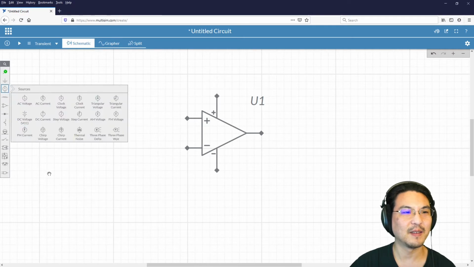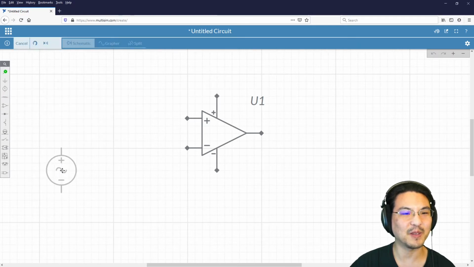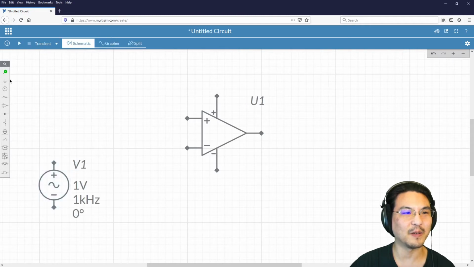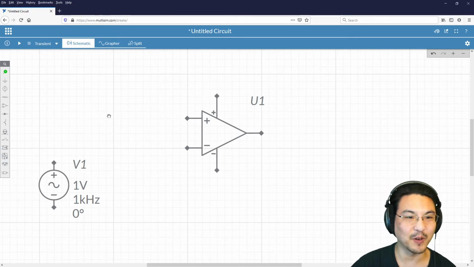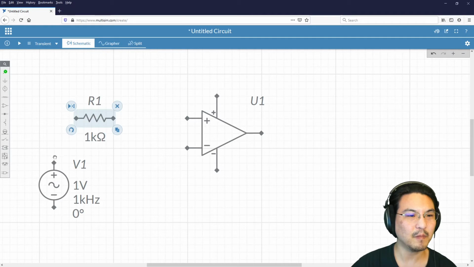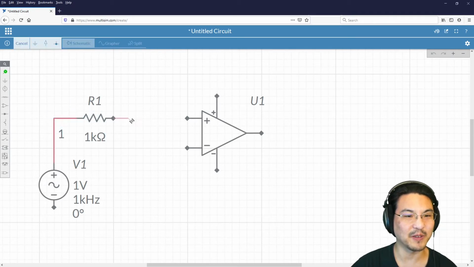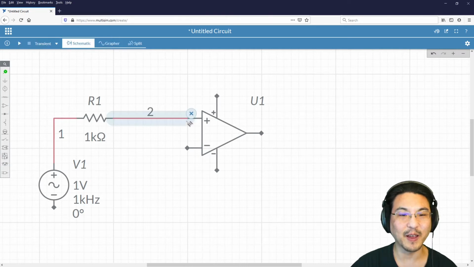And let's do an AC input. Now the AC input feeds to the non-inverting input. So I'm going to press R to have a resistor. So this input goes through a resistor to the non-inverting input.